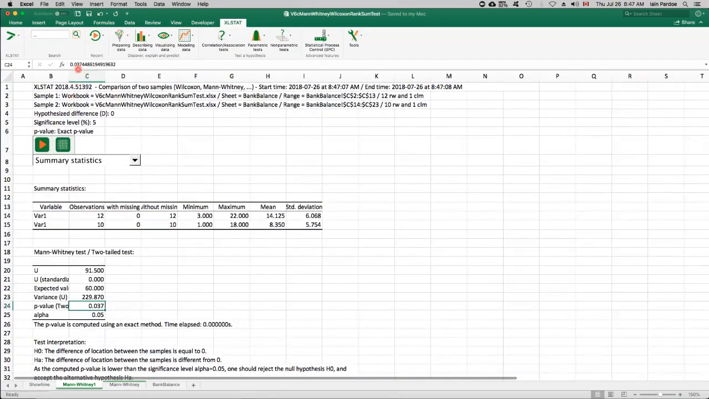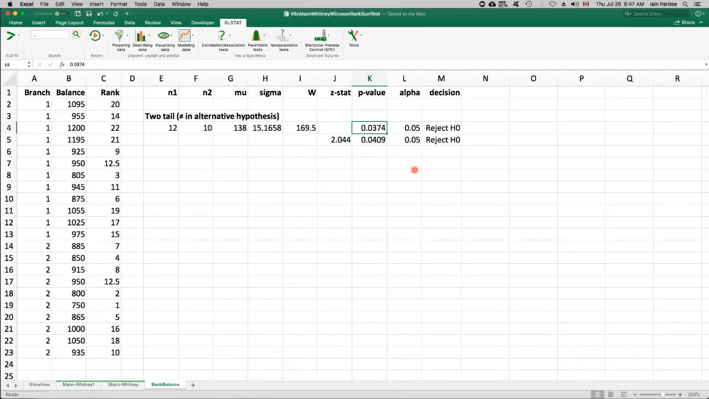0.037, or to go out one more decimal place, 0.0374. Okay, so that's what I've typed here, 0.0374. So less than alpha of 0.05, so we reject the null. So there does appear to be a difference in the distributions for these two branches in terms of customer bank balances. But I wanted to talk about a normal approximation that we can use here.